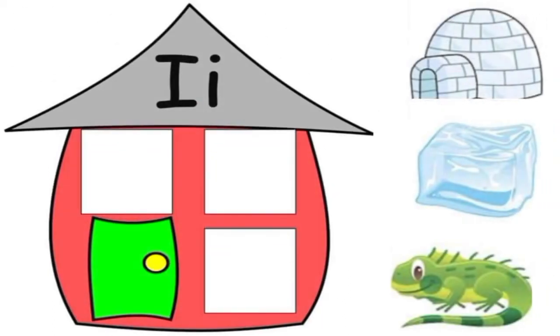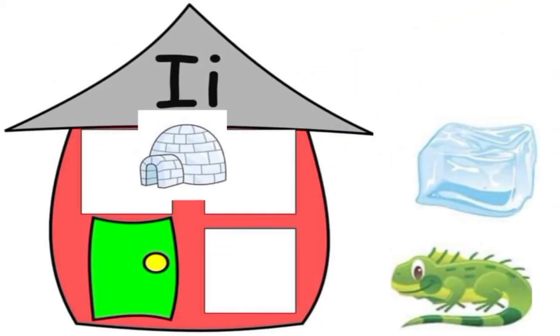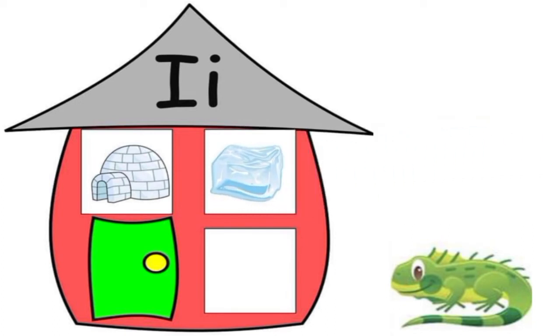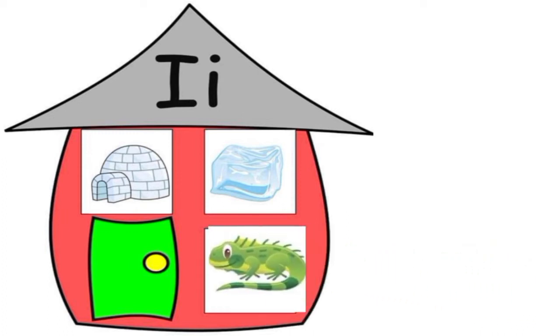I. I is for igloo. I is for eyes. And I is for iguana.